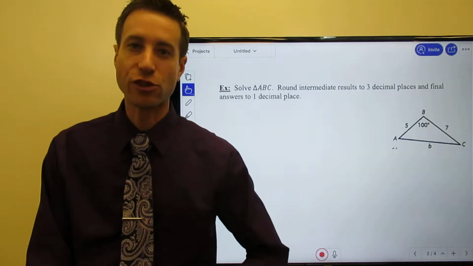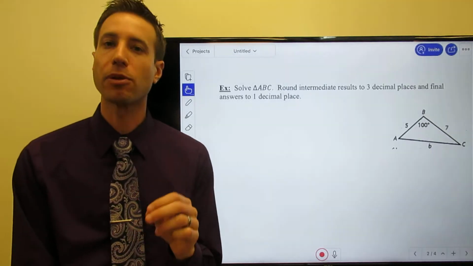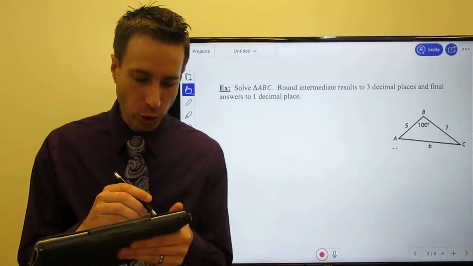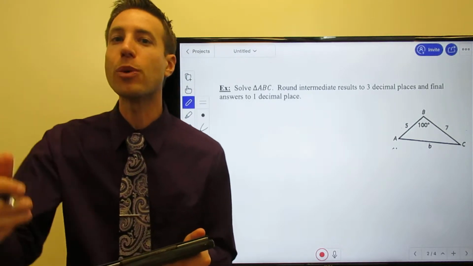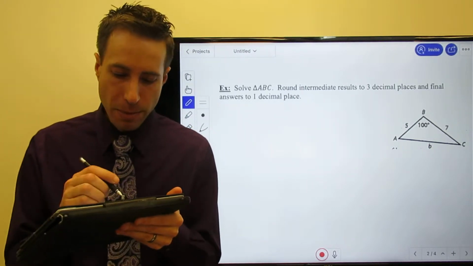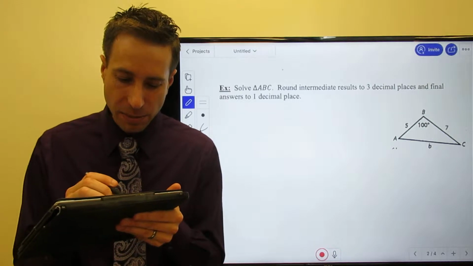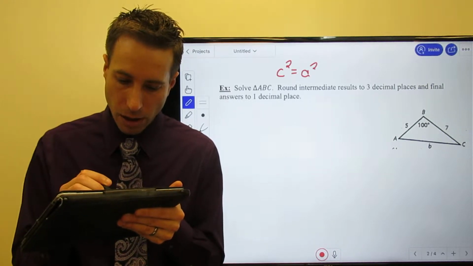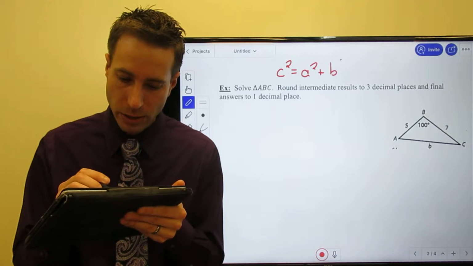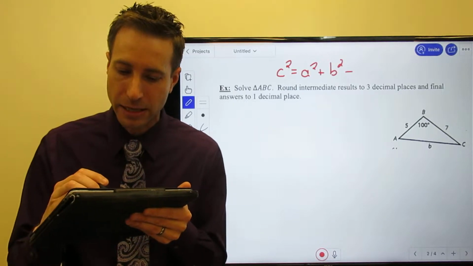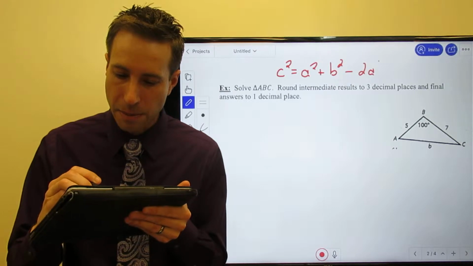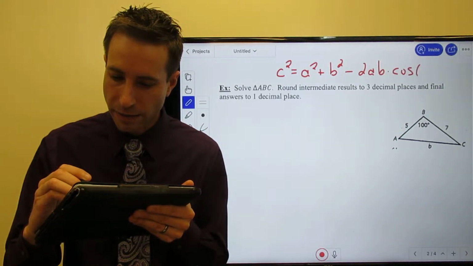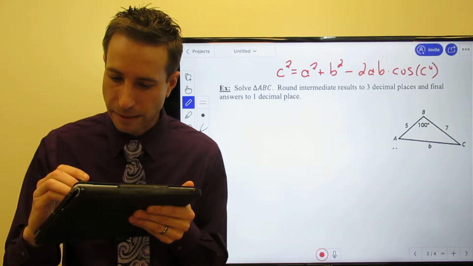Alright guys, welcome to this page of the notes, and what we're going to do now is do a couple of example problems where we have to use the law of cosines. Now remember, I told you that I would show you how to adapt every problem to fit this particular version of the law of cosines. C squared is equal to a squared plus b squared minus 2ab multiplied by the cosine of angle C.